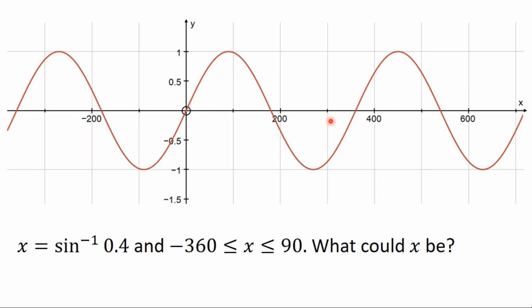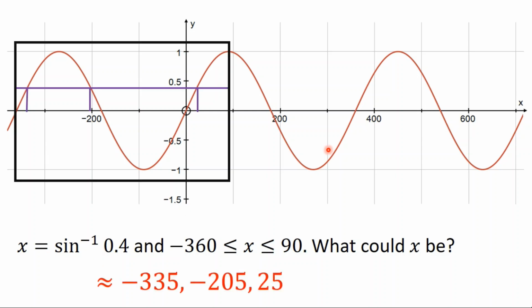What about this question then? x is inverse sine of 0.4, and x is between negative 360 and 90. What could x be? Well, that's exactly the same. I've not changed the question. The only difference is that instead of saying sine x equals 0.4, I've said x equals the inverse sine of 0.4. They were equivalent statements. So it's worth noting that if it's worded like this, I'm going to do exactly the same thing and get exactly the same answers.